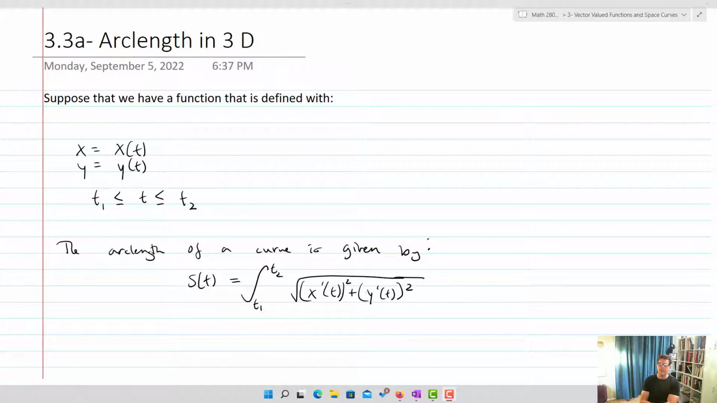And so the arc length of the curve is going to be given by, and you want to remember this from your Calculus 2 class, s of t is going to equal the integral from t1 to t2 of the square root of the derivative of x squared plus the derivative of y squared with respect to t. That's an equation that we utilized previously inside of your Calc 2 class.